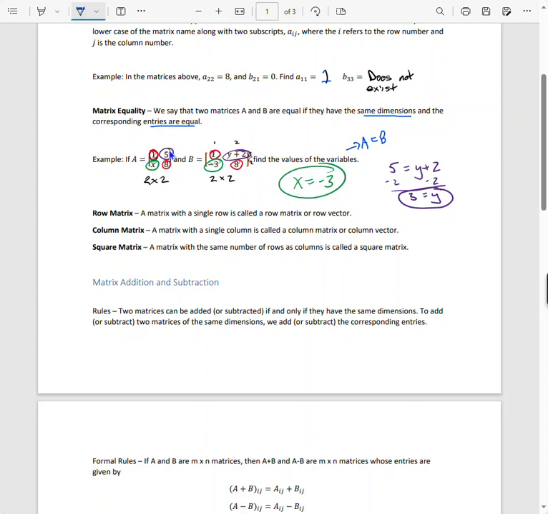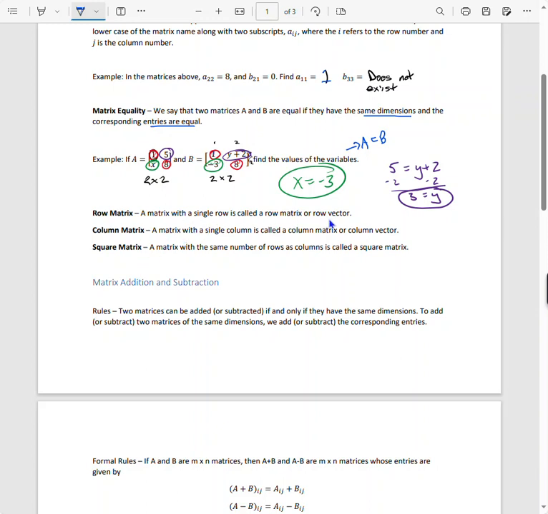And row 1, column 2, 5, has to match with row 1, column 2, y plus 2. So if 5 is equal to y plus 2, I can subtract 2 from each side, and y will equal 3. I found the values of the variables. I apologize I didn't put in the important assumption that A equals B.